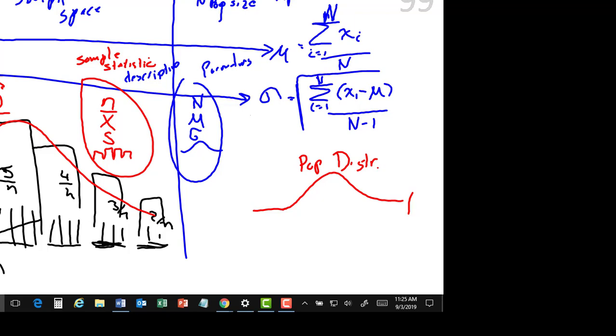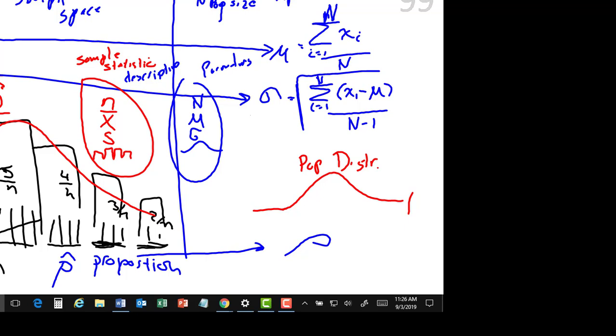Now, hopefully it's all recorded. So now I'm going to add another sample statistic that you haven't seen before, and we're going to call it P hat. And over here, there's going to be a true P. Okay. And guess what this is going to be used to estimate?